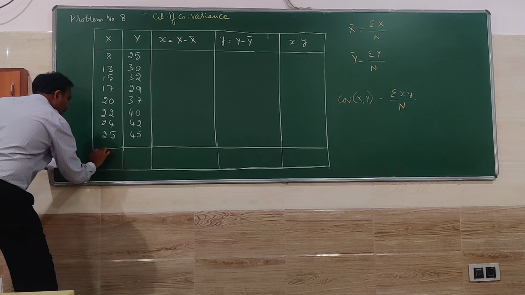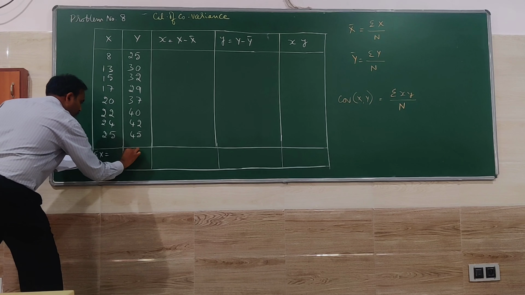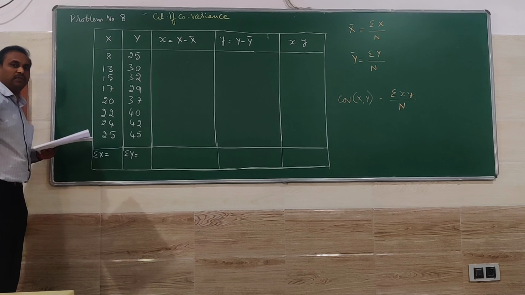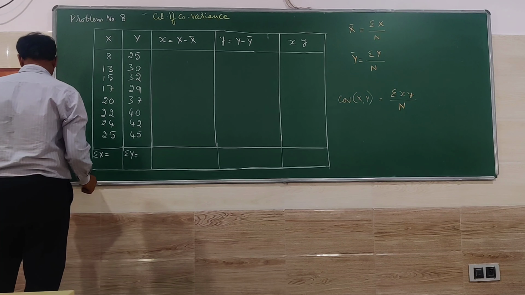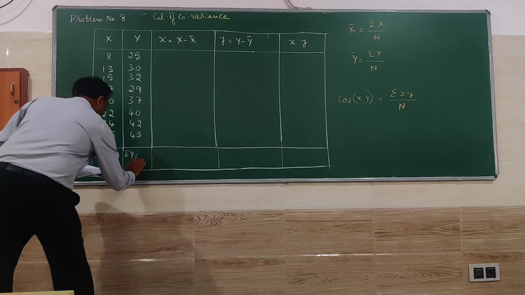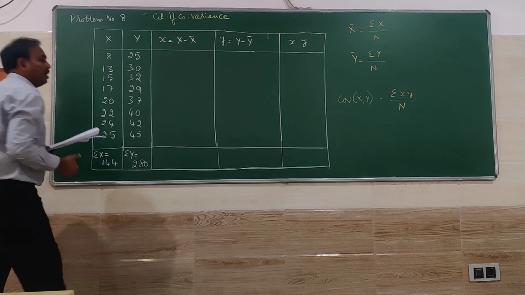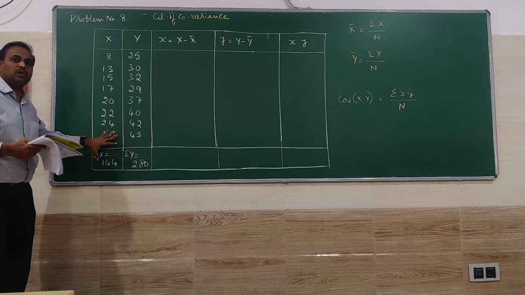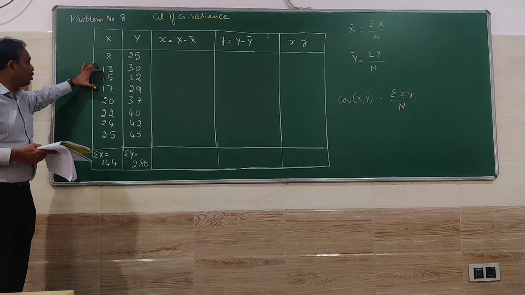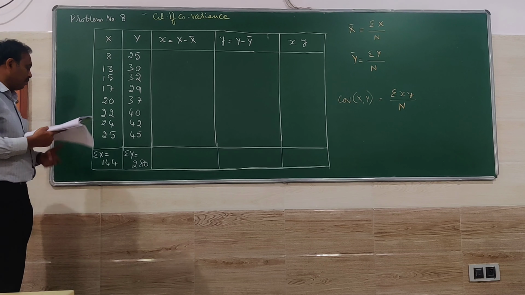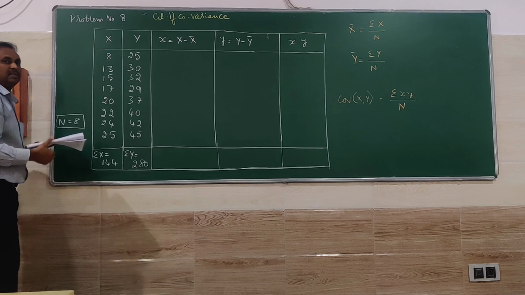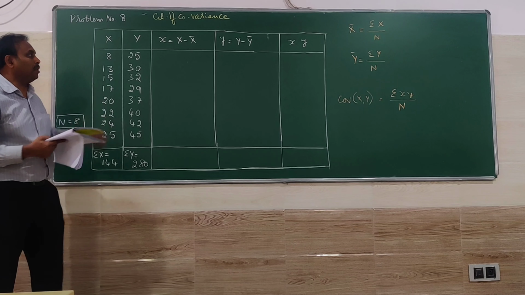First we have to go for totaling the two variables' values, that is the x series and the y series. The total of x is 144. Total of y is 280. Along with this, we also have to find out how many pairs of information there are. So 1, 2, 3, 4, 5, 6, 7, 8. So in a way, n is equal to 8. 8 pairs of data are given in the problem.